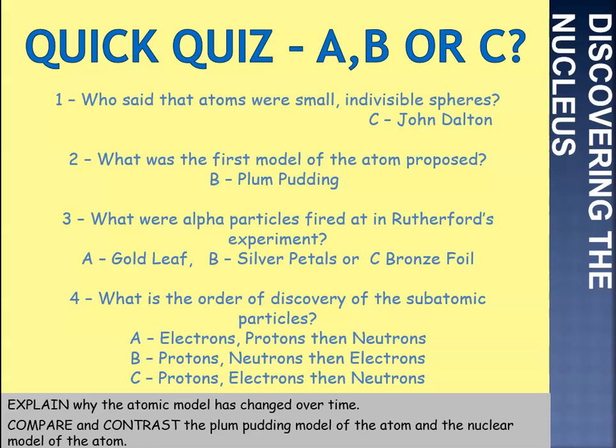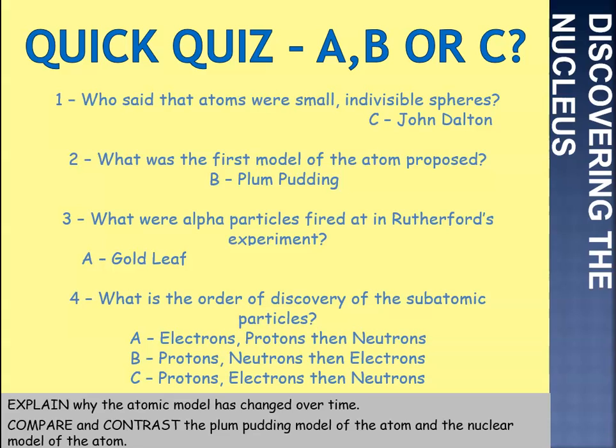Question 3. What were alpha particles fired at in Rutherford's experiment? Were they fired at A, gold leaf, B, silver petals, or C, bronze foil? They were fired at gold leaf, really, really thin gold leaf, 1 atom thick.